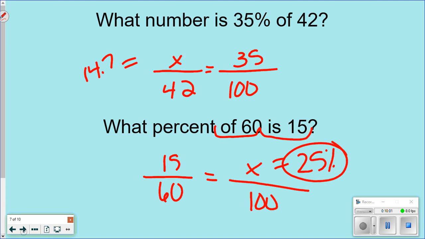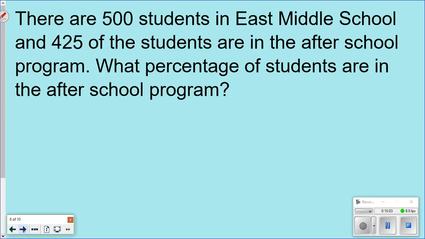All right, one of the last things I want to do with you is just a simple story problem. The hardest thing about a story problem is to determine what is the part and what's the total. And then sometimes it's asking for percent also. So there are 500 students in East Middle School and 425 of the students are in after-school programs. What percentage of the students are in after-school programs?